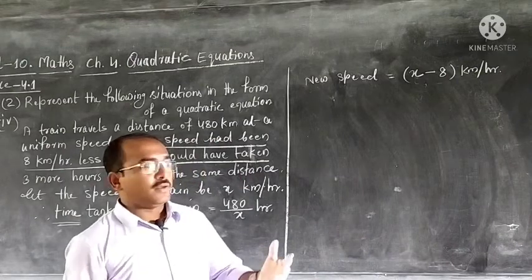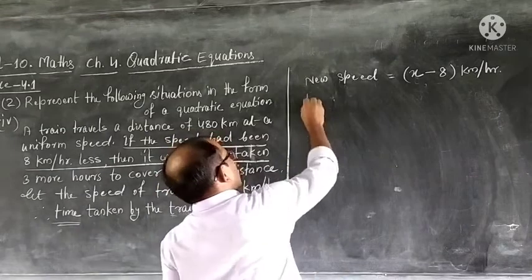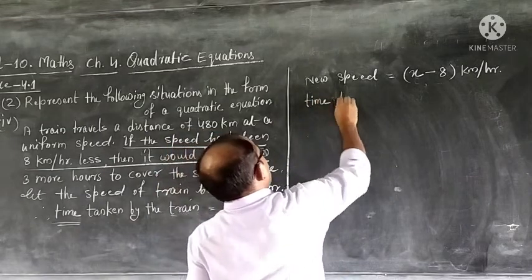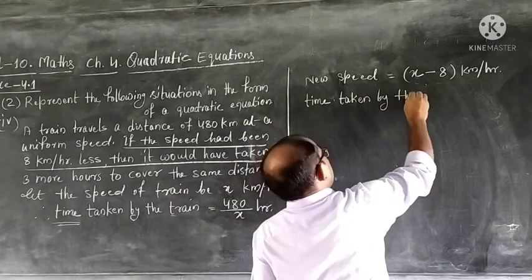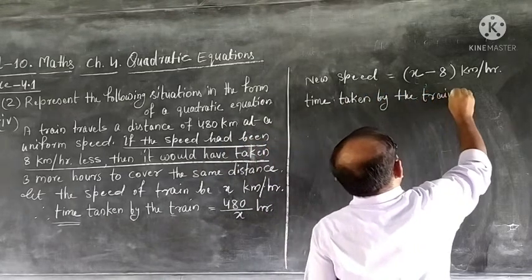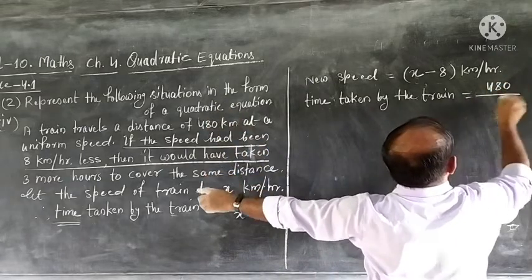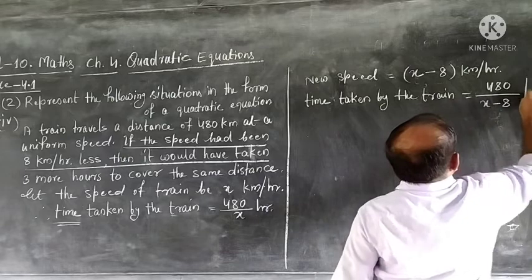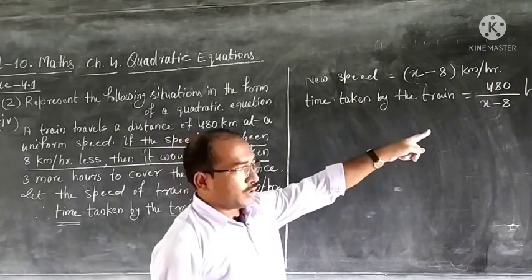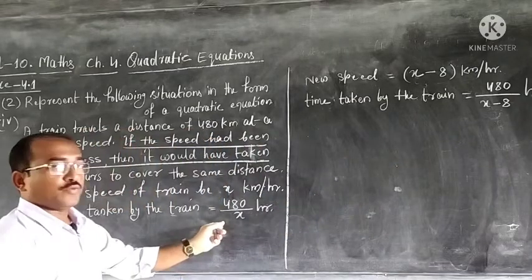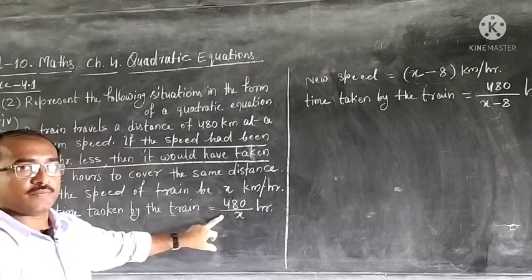So, what will happen? Now, the time taken by the train will be more. The distance remains 480 kilometers only, and the speed is now less, x minus 8. So, this time, 480 by x minus 8, will be more, and when the speed was faster, the time is less. We need to remember this one.